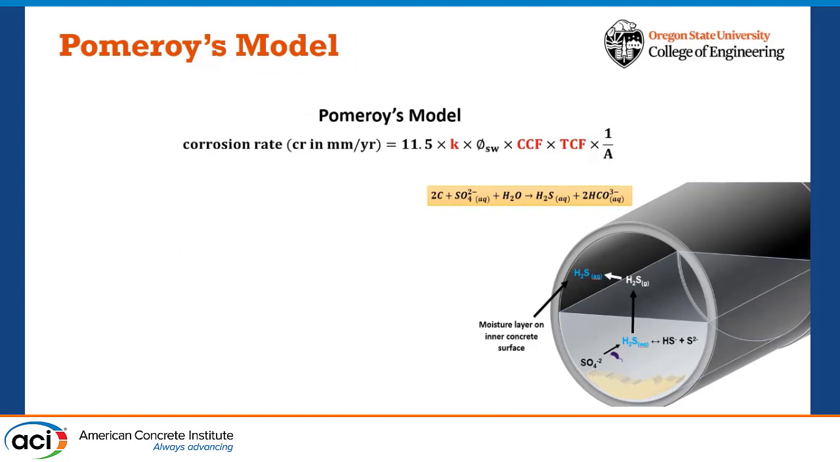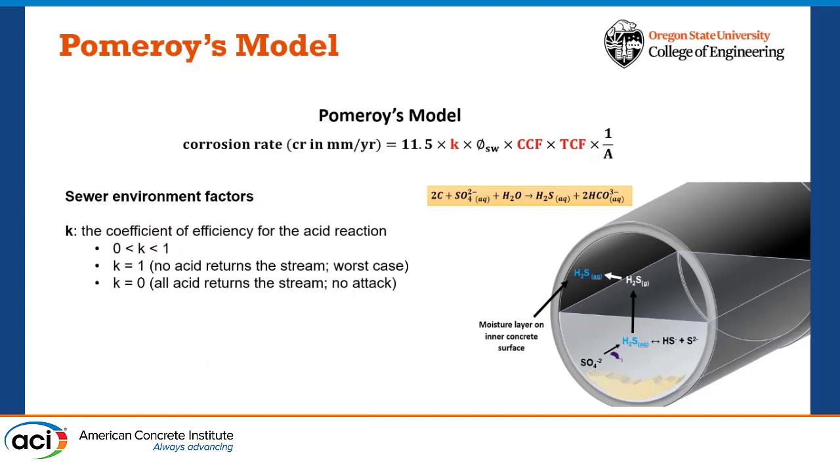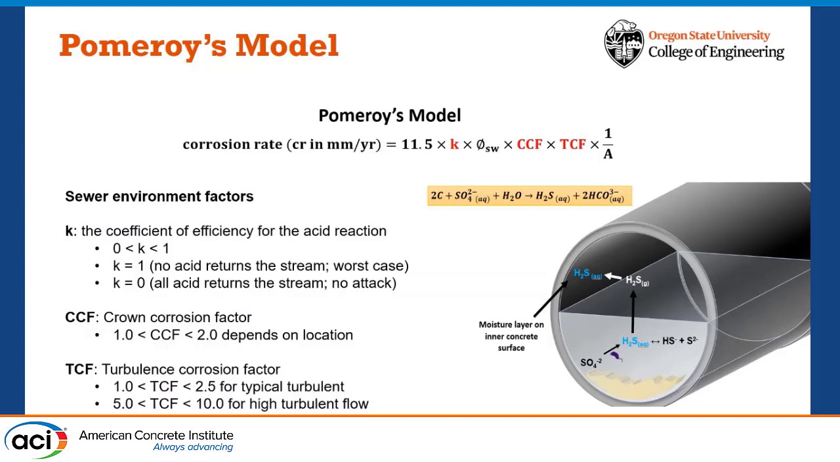I will give a brief background for Pomeroy's model and ASTM testing. Pomeroy's model has an equation to predict the corrosion rate in the field by using different parameters. Here, k is the coefficient for the efficiency of the acid reaction. It depends on engineering judgment. We have the crown corrosion factor. This depends on the location in the sewer pipe. And we have the turbulence corrosion factor. It might vary from 1 to 10, and for high turbulent flow, we have higher corrosion rates.